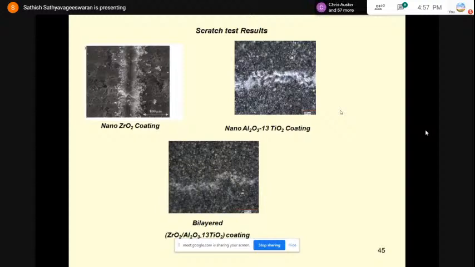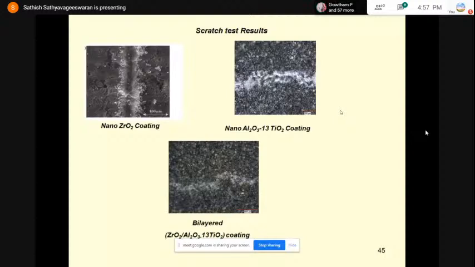And this is mainly due to the bimodal microstructure. So I just told about the advantages of bimodal microstructure. Due to the presence of bimodal microstructure, during wear testing, you are unable to remove more material.